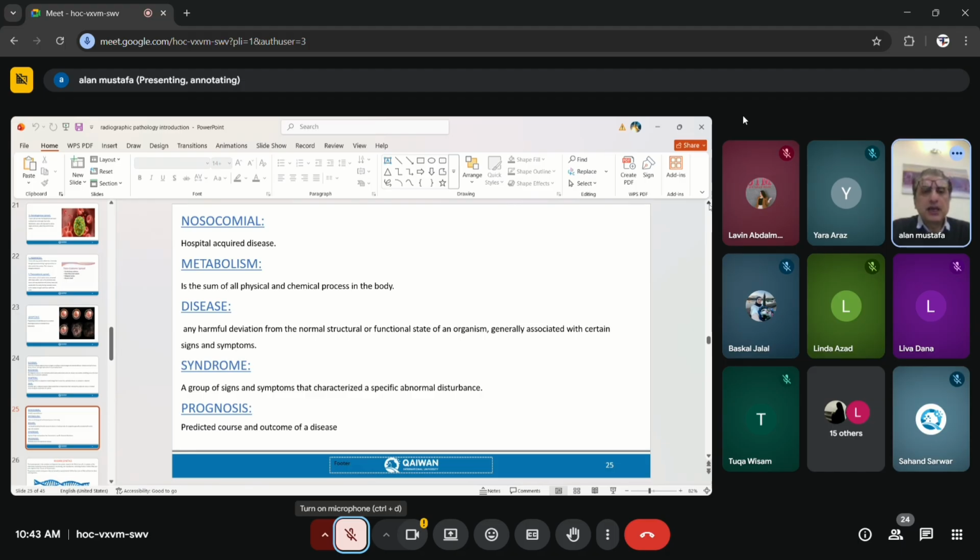Nosocomial, anything that has to do with hospital, we call nosocomial. For example, we have nosocomial infection.